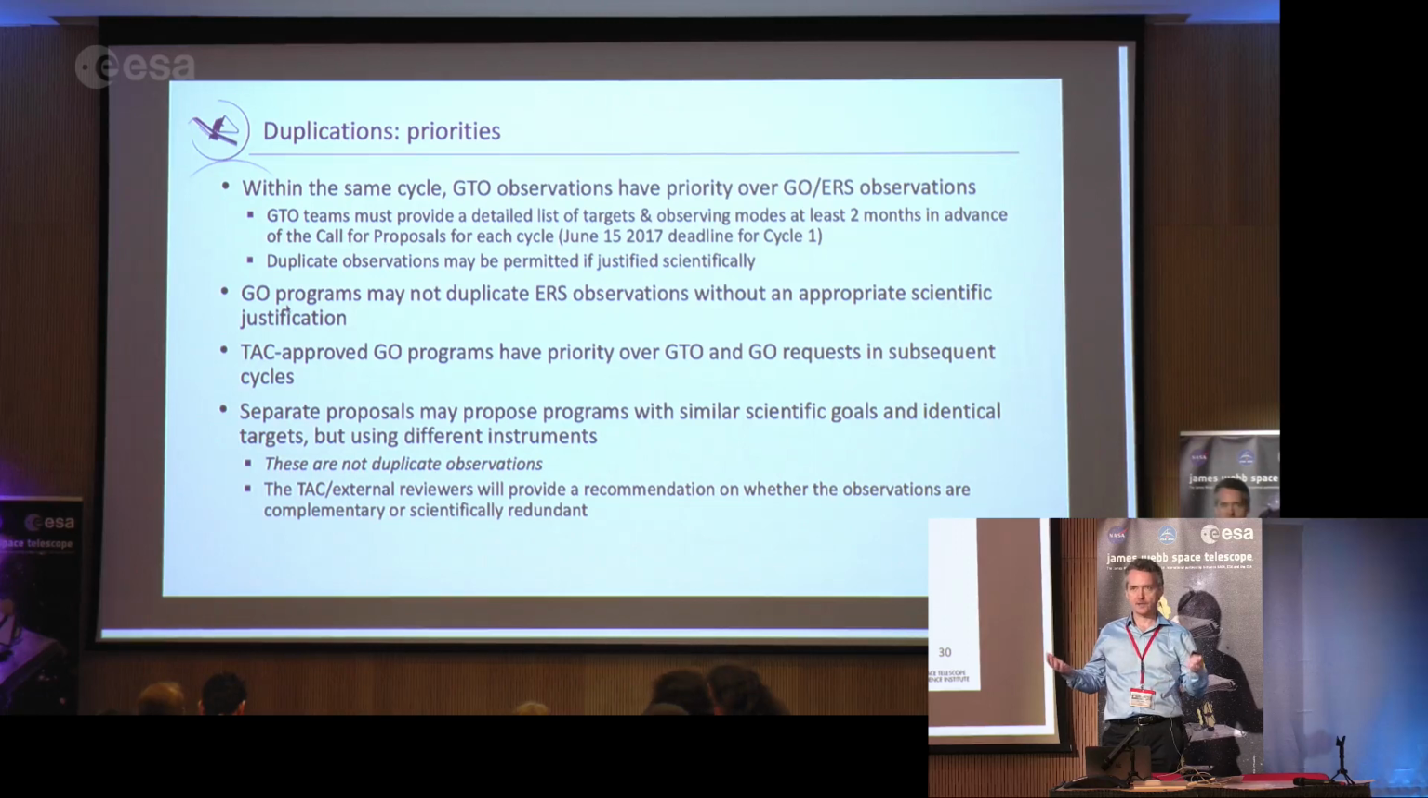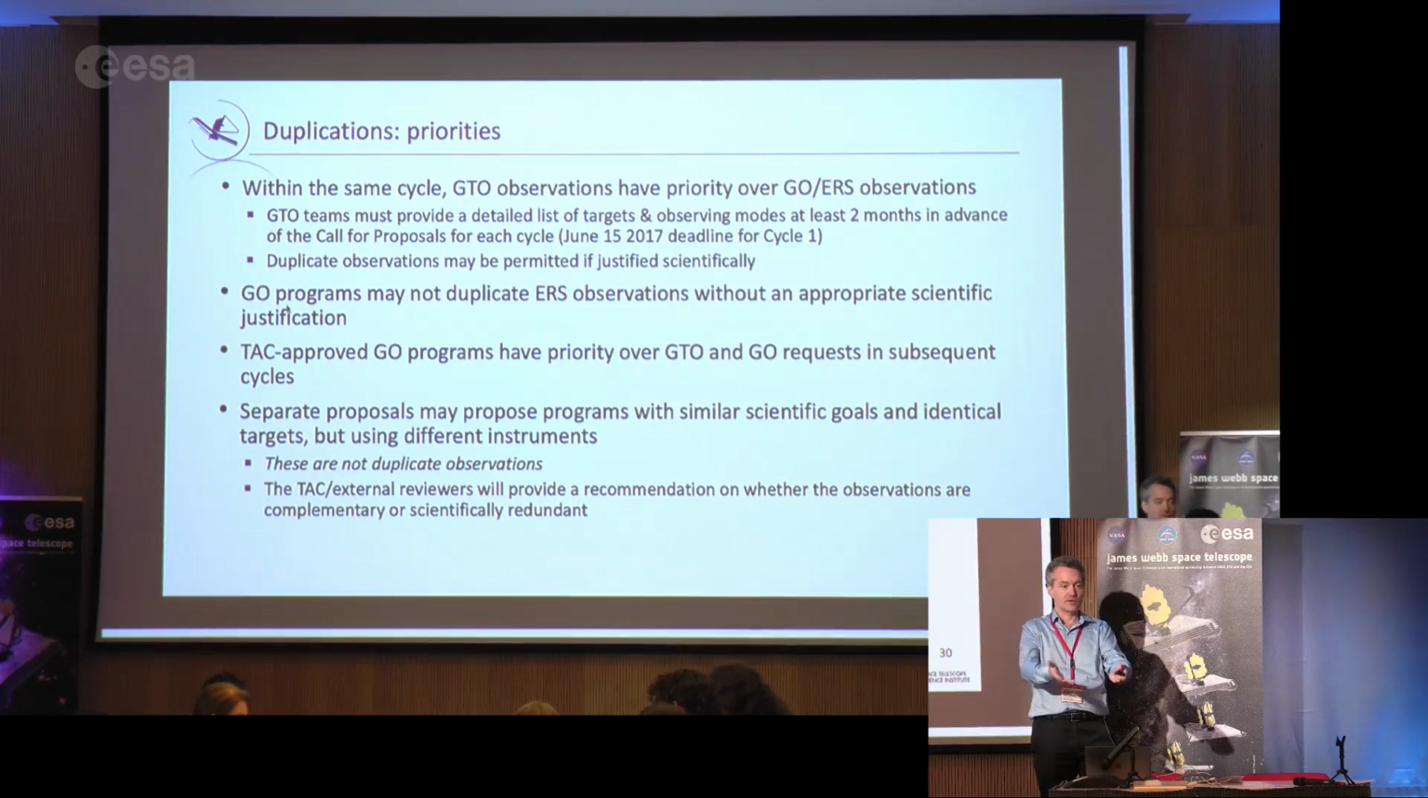In terms of priorities, if it wasn't obvious from the way we went through this, the GTOs got to pick first because they've been in the project for 15 years. Then the early release science people fit in next, and then you guys come after that. And then come cycle 2, the GTOs have to not pick whatever you guys have picked, and then the cycle 2 GOs, and we'll alternate after that.